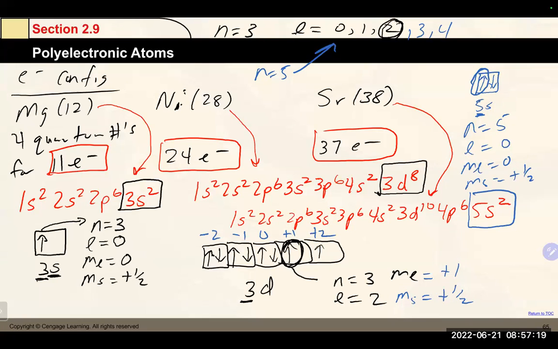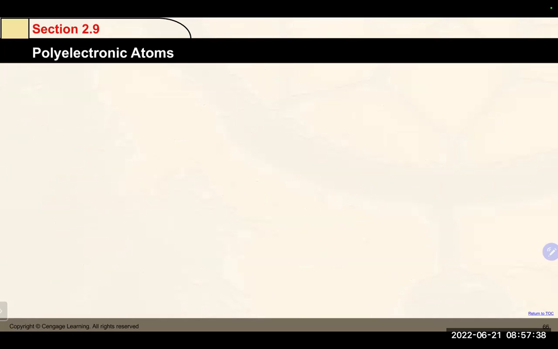Now, while we have some of this up here, let's also talk about another very common way that we write electron configuration. And that's a shorthand, if you will. So let me just rewrite the electron configurations here on the next page so it's not so crowded. So we had magnesium, that was 1s2, 2s2, 2p6, 3s2. We had nickel.